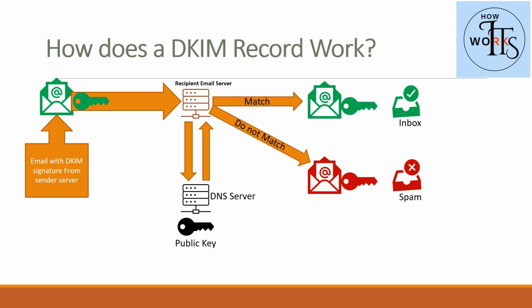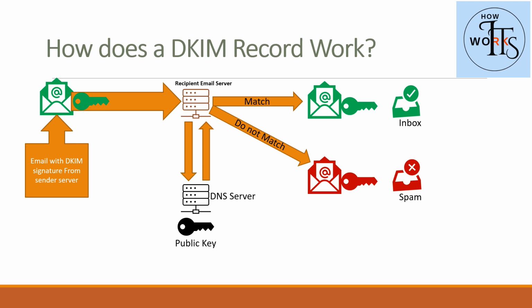The recipient exchange server then retrieves the DKIM public key from the domain of the email that came, right? From that domain, it retrieves the public key, decrypts the email header, and based on the signature, it checks if there is any mismatch. If the recipient server finds any mismatch, only then it stamps it as a failed DKIM, and this is how the DKIM record works.